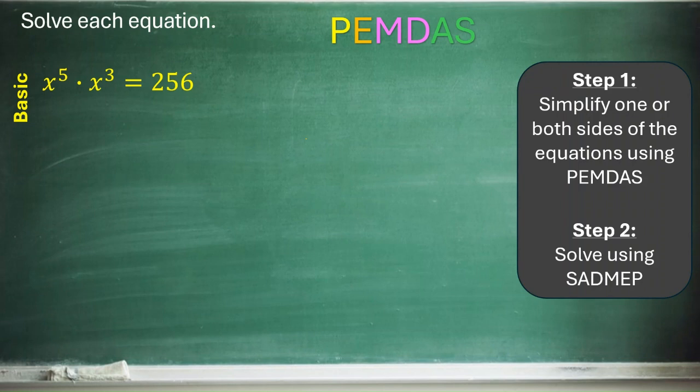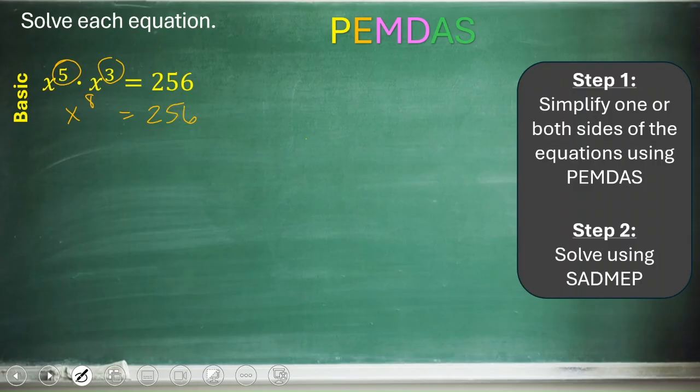Essentially, what we do in this case, we have the same bases and they are being multiplied. The property says we add our exponents. So I'm going to go ahead and rewrite that. 5 plus 3 is 8. So we have x to the 8th equals 256.